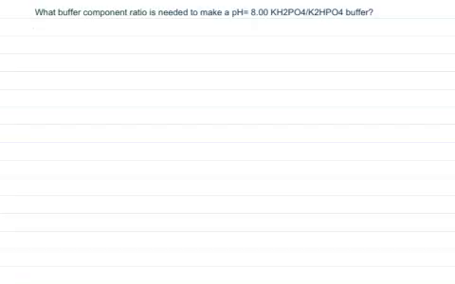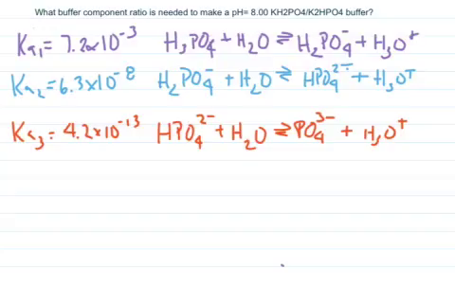That means it's going to have several different Kas. So let me show you. Looking at Appendix C, I can find that phosphoric acid going to H2PO4 minus has a Ka of 7.2 times 10 to the minus 3. Now when we take that H2PO4 minus and dissociate it with water, we get HPO4 2 minus, but it has a Ka2 of 6.3 times 10 to the minus 8. Now when we take that HPO4 2 minus and dissociate it with water, we get phosphate, and we get a Ka equal to 4.2 times 10 to the minus 13.